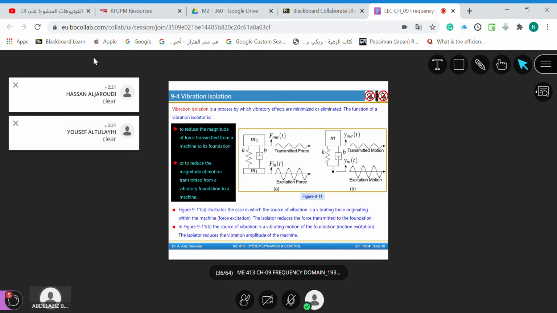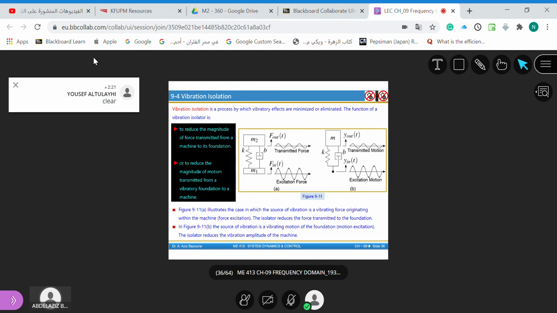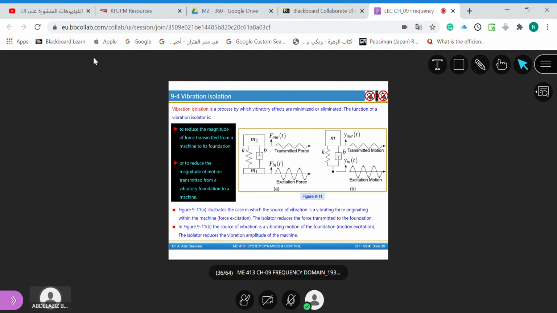Now we have what we call vibration isolation. What is vibration isolation? Sometimes you have a machine that is working, and you put it on the ground, and the machine can transmit motion to the ground. If the motion is transmitted from the machine to the ground, you don't want to damage your ground, so you put an isolator. This isolator is simply a spring and a damper. That's why we call them isolated systems.